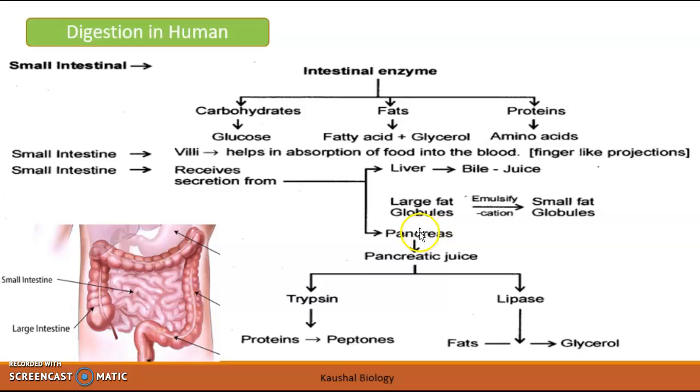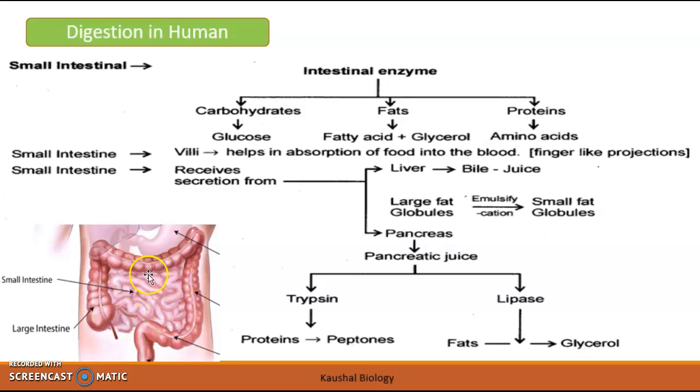Now the pancreas produces the pancreatic enzymes. Now pancreatic juice के पास दो एंजाइम होता है, trypsin and lipase. Now trypsin helps in the digestion of protein into the peptone and finally it is converted into the amino acids. Okay, lipase का काम क्या है? lipase word आया है lipid से. So lipase fat का digestion करता है and converts them into the glycerol and fatty acid.